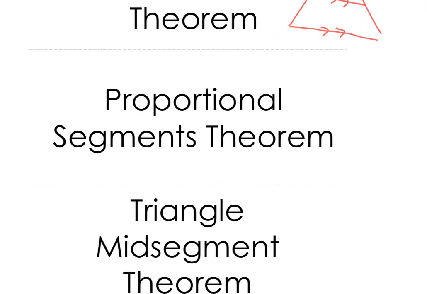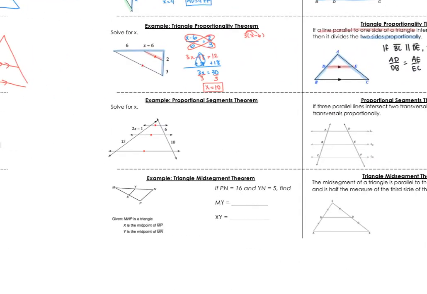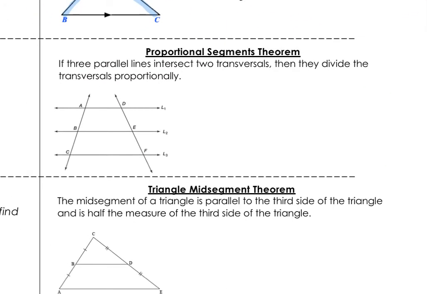All right, the next one is proportional segments theorem. This one's very similar to triangle proportionality. The only difference is it's not a triangle, but it's still the same idea here. So if 3 parallel lines, which are going to be these ones, these are my 3 parallel lines, intersect 2 transversals, so here are my transversals, then they divide the transversals proportionally.